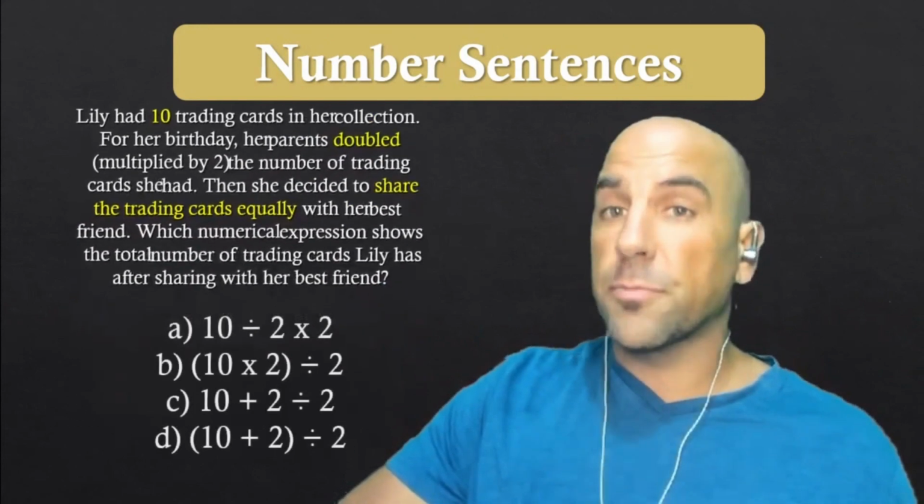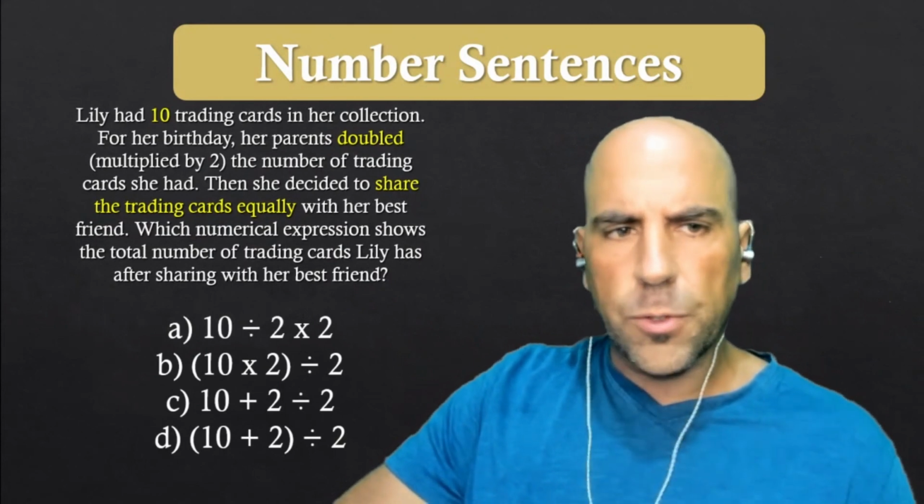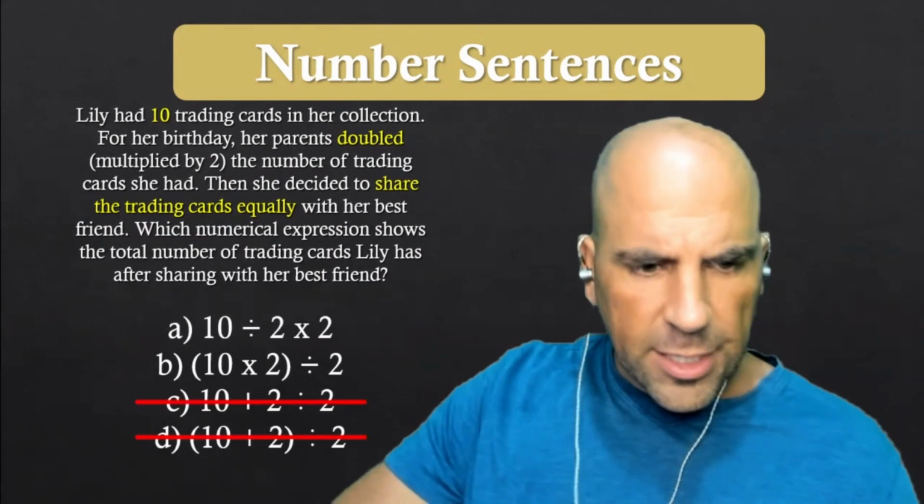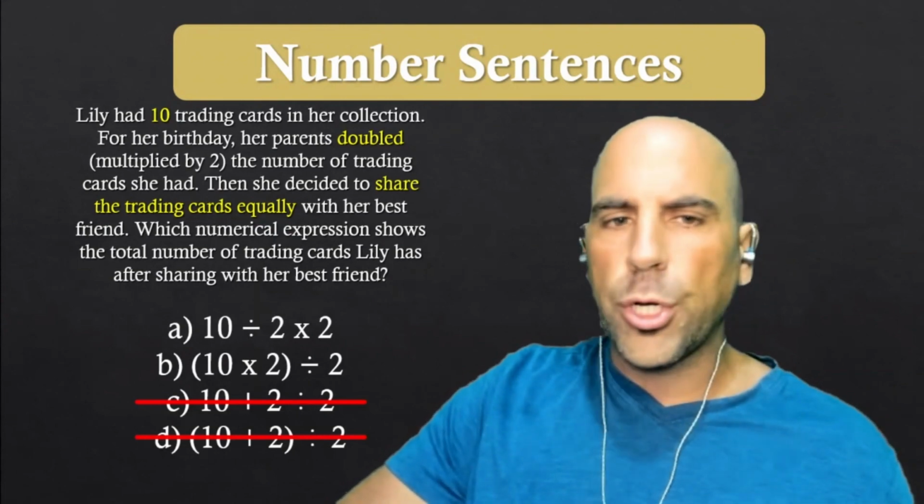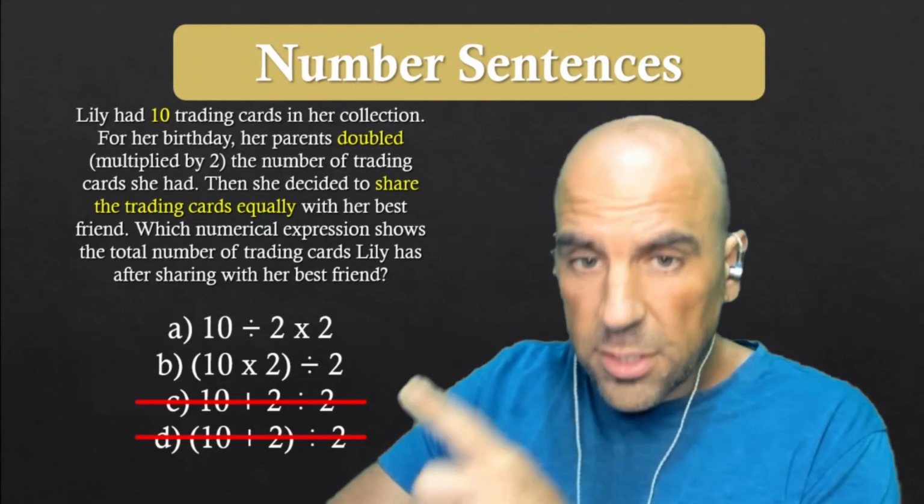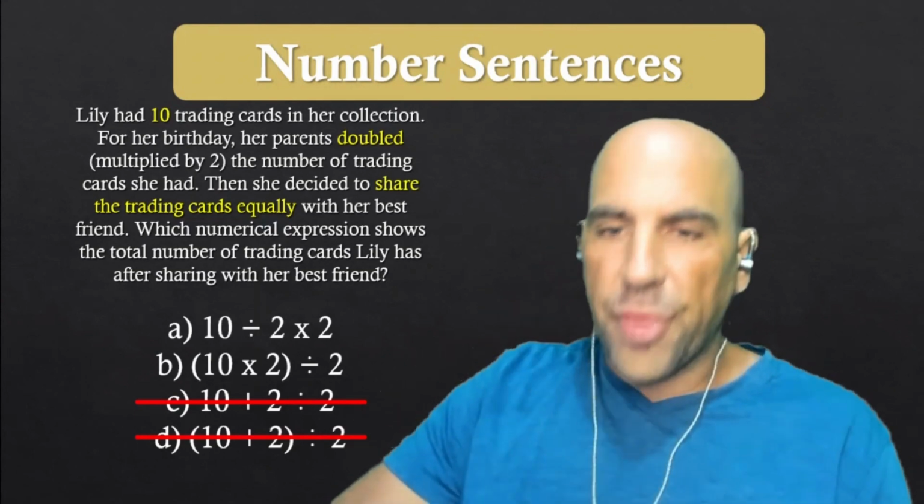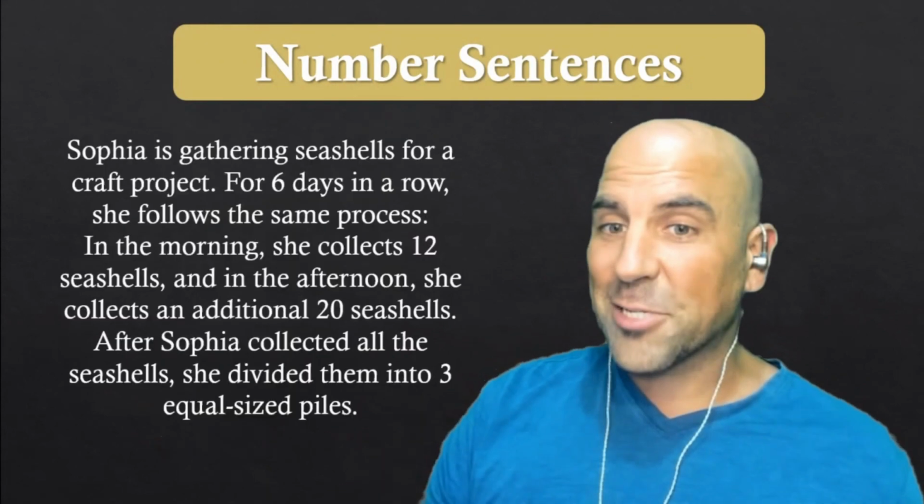So let's look at some choices. Ooh, you know what? If we don't see 10 times 2, we're having a problem. Look at C and D both said 10 plus 2. A says 10 divided by 2. No, it is important here that the 10 times 2 is in parentheses because that happens first. And then she can divide them and share with her friend. Letter B it is.